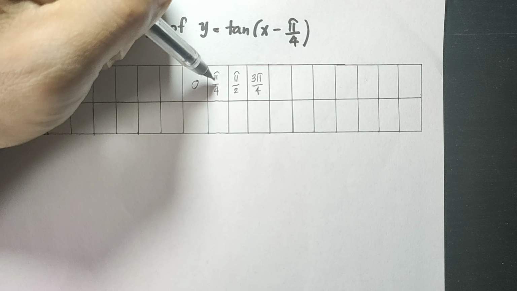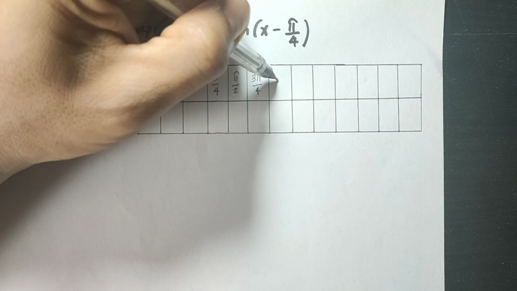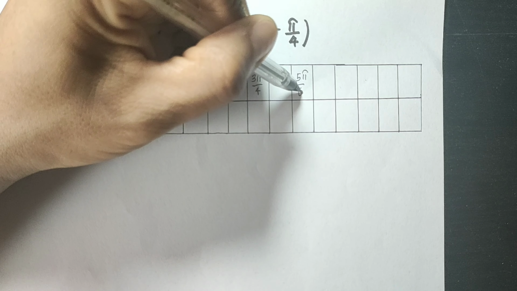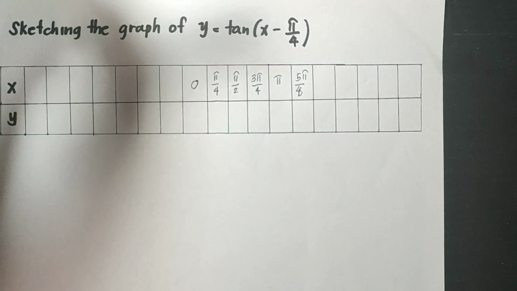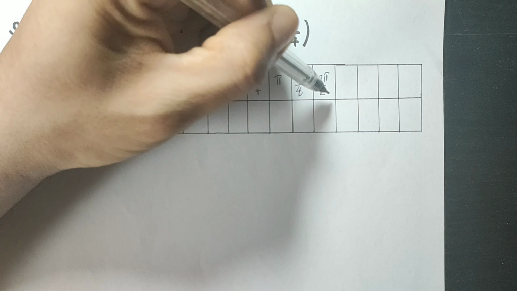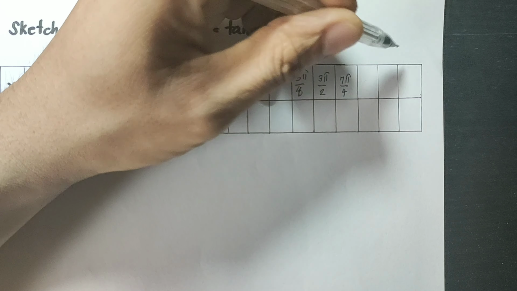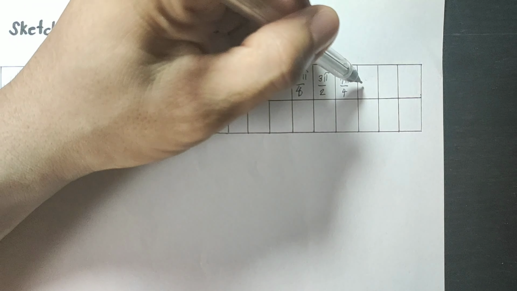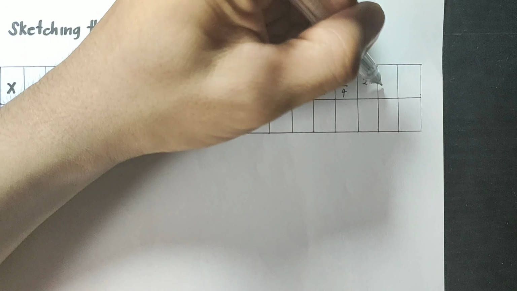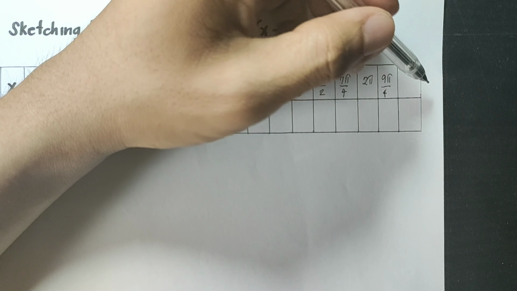So 1 pi over 4, 2 pi over 4, 3 pi over 4, 4 pi over 4 is pi. Next is 5 pi over 4. 6 pi over 4 is 3 pi over 2. The next is 7 pi over 4. Next is 8 pi over 4, which is 2 pi. 9 pi over 4, and so on.